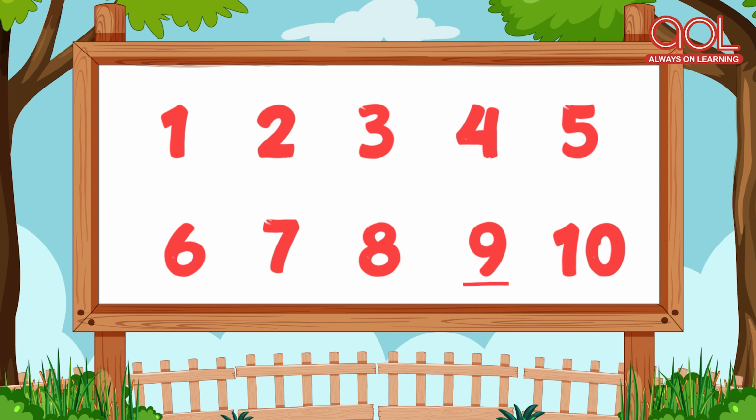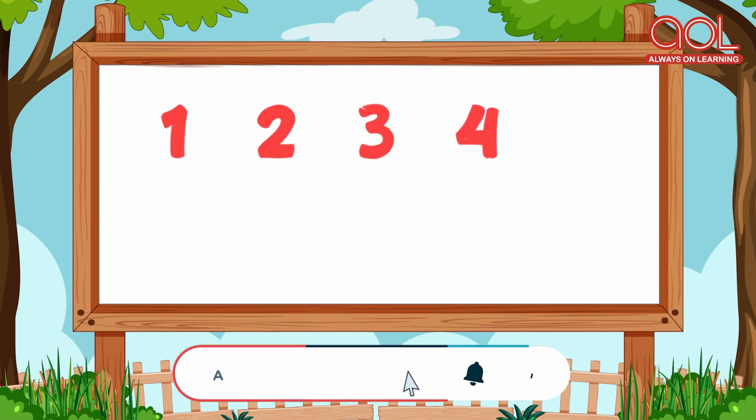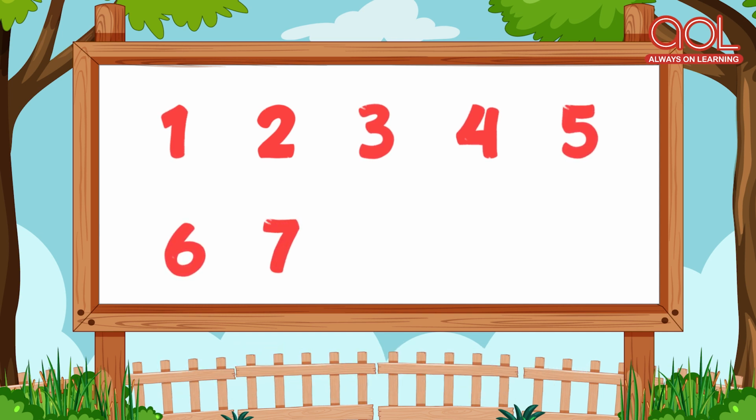Now, I think all the numbers came back to their place. Now let's count and check one more time whether all the numbers came back to their place. 1, 2, 3, 4, 5, 6, 7, 8, 9 and 10. Yes, now all the numbers are back to their place.